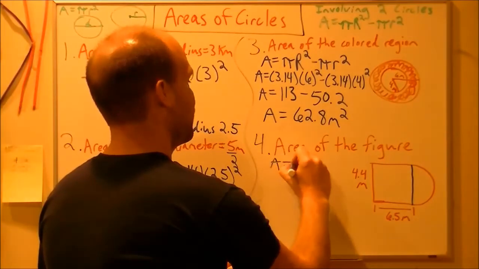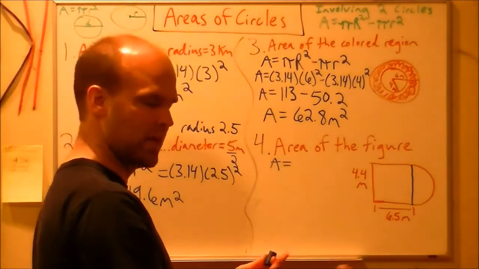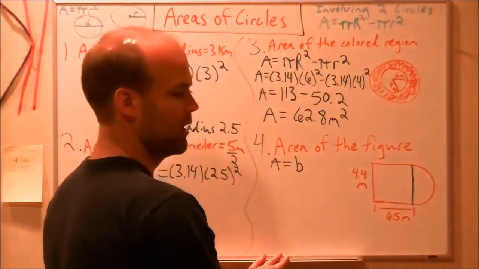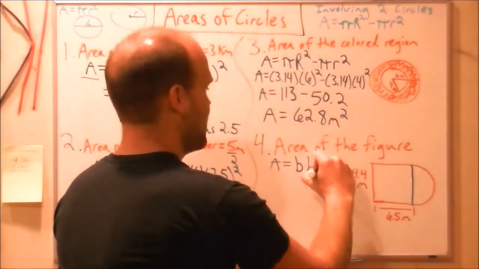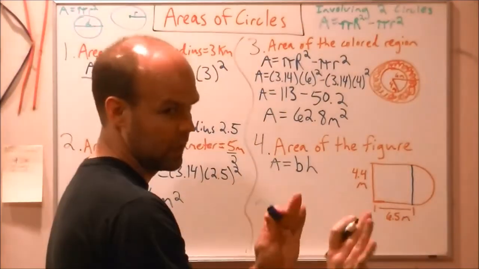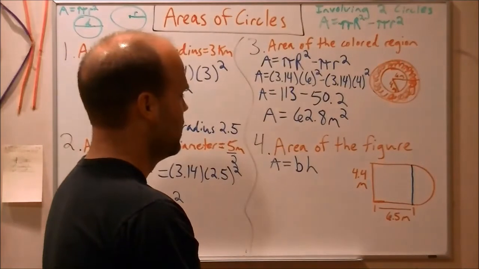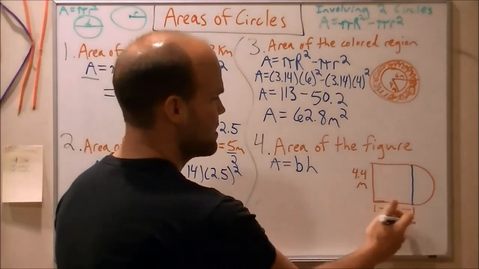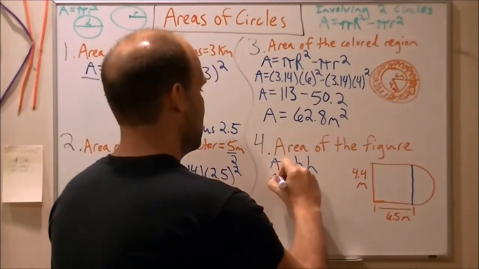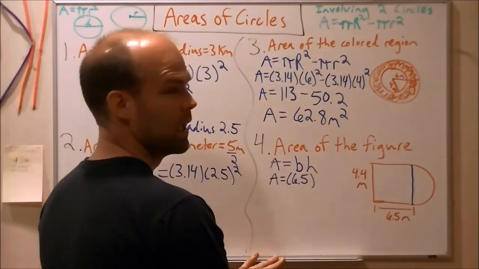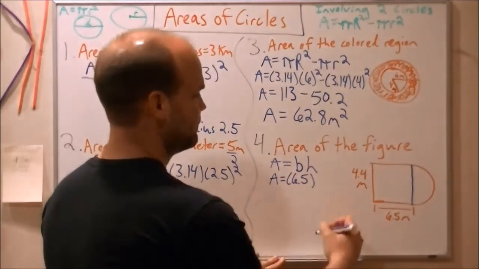And my formula for a rectangle is either length times width, or like we did a couple of days ago, B times H, base times height. Same thing as length times width. Don't let that confuse you. But what is the length and what is the width, or the base and the height? Well, the base, or where it rests, is 6.5. And the height is what?